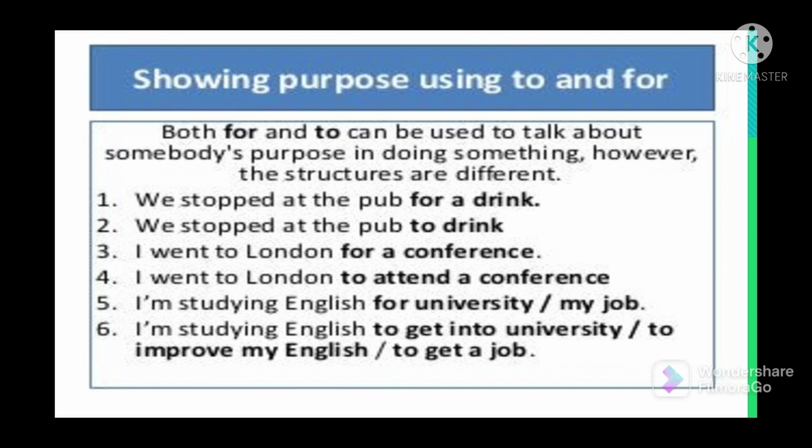Next, showing purpose using to and for. Both for and to can be used to talk about somebody's purpose in doing something. However, the structures are different. Like we can take, we stopped at the pub for a drink. Why did you stop at the pub? For a drink. We stopped at the pub to drink is also correct.